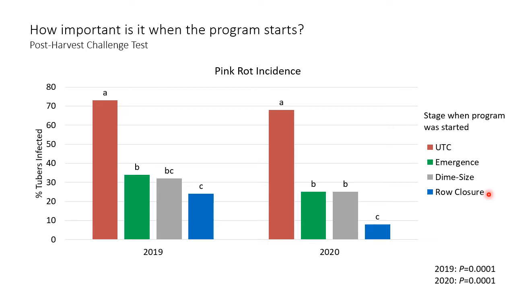And I do want to emphasize, this is for phosphites. We're not saying that this would be the same for a mefenoxam-based product. That may be different. In fact, a lot of the research there shows that you've got to go at dime-sized tubers. And I'll be honest, starting at row closure makes me a little nervous with the phosphites too, but the data that we're seeing shows that it should be similarly effective as starting at dime size.